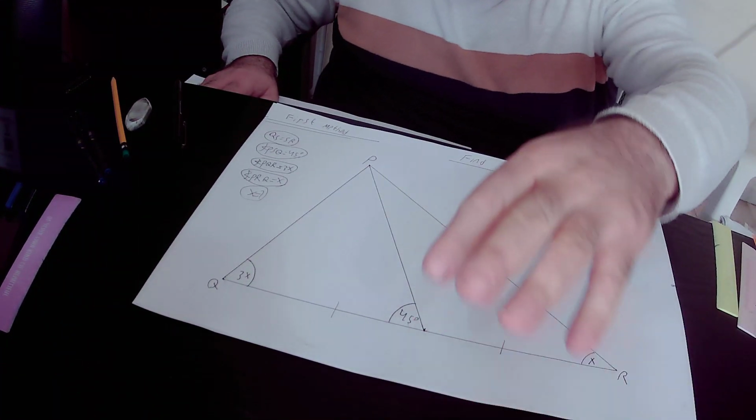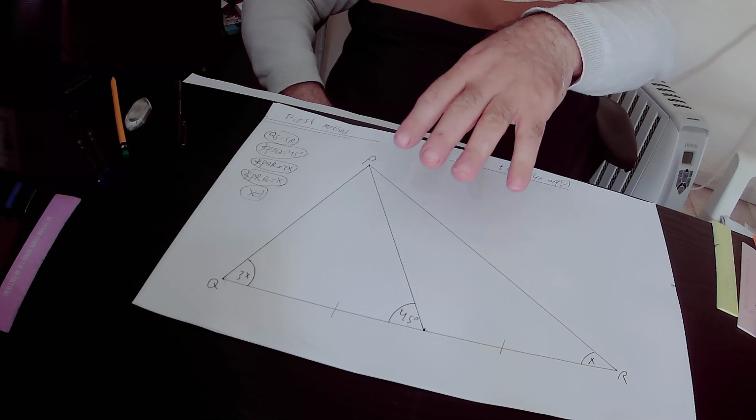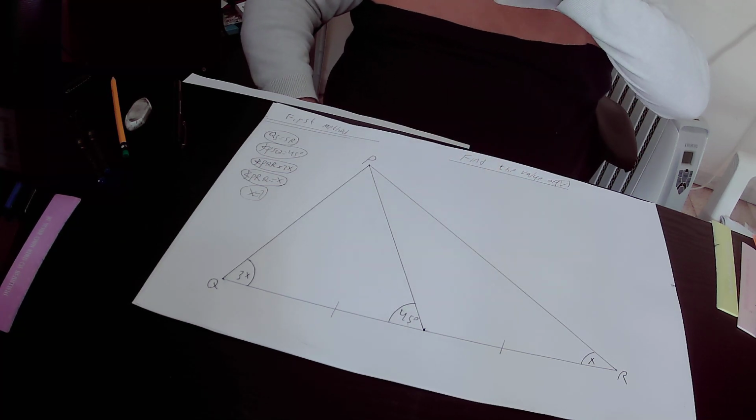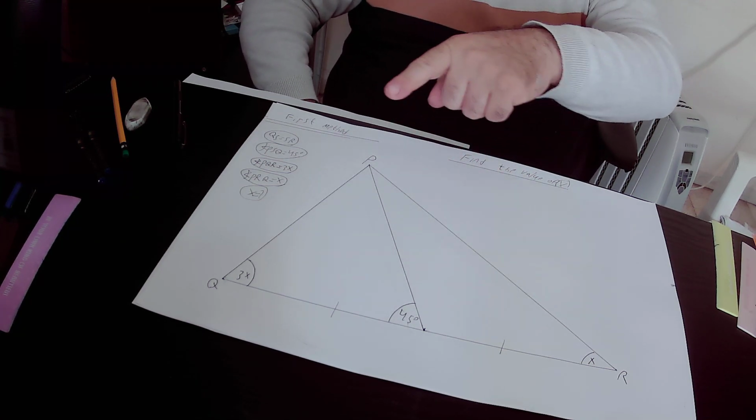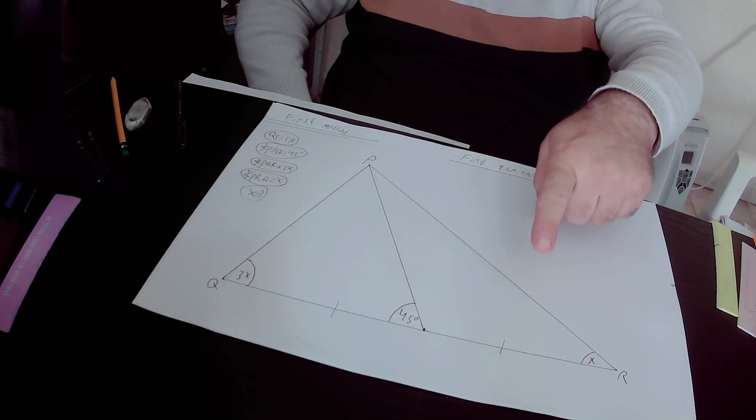Hello, in this lecture we will find out the value of angle x using two different methods. In the drawing we have triangle PQR. We know that QP equals PR.